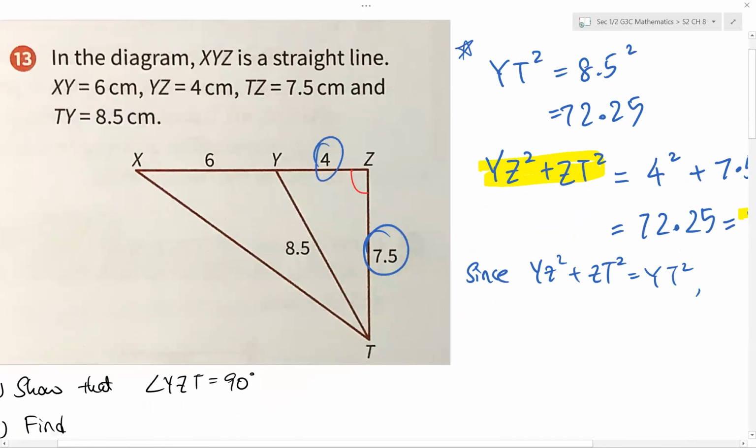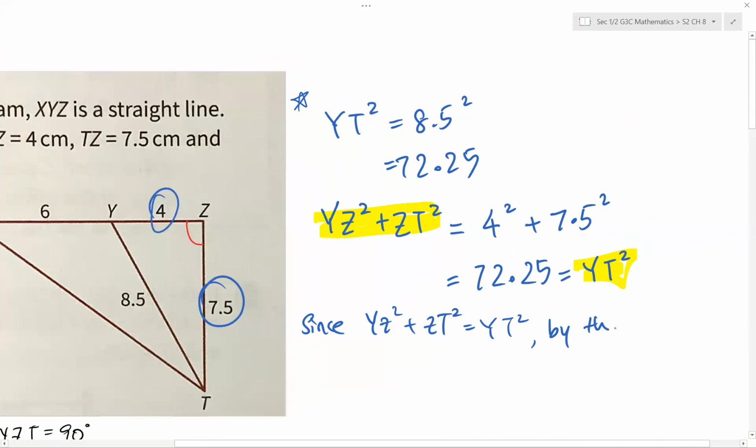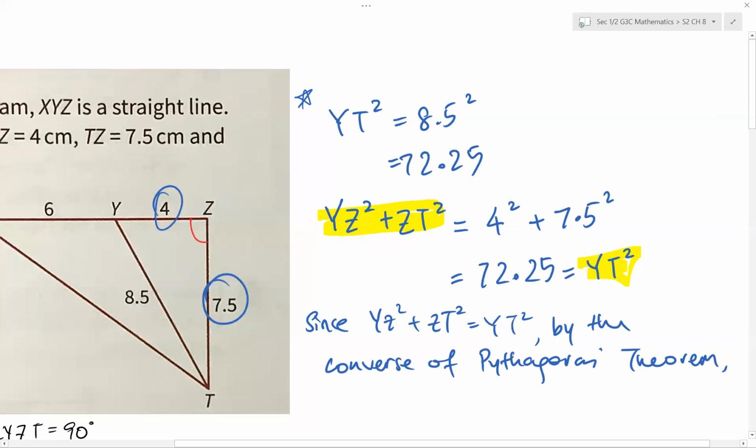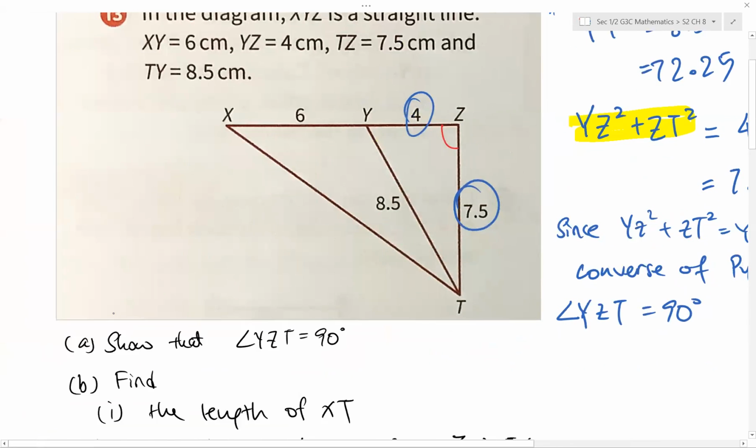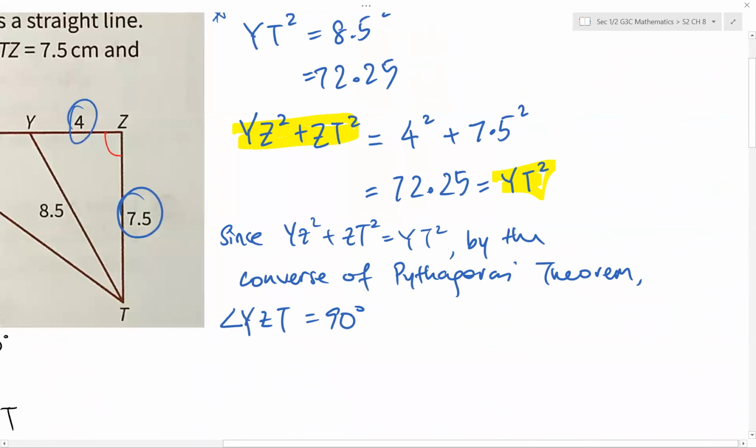Then by the converse of Pythagoras theorem, that angle, which angle? YZT equals to 90 degrees. They say show, right? So you write down shown.